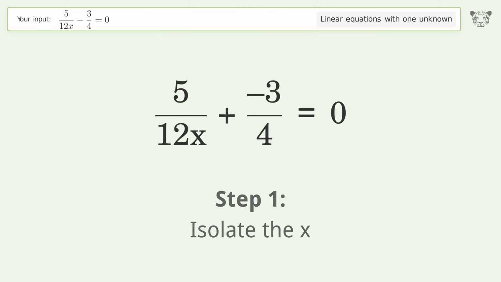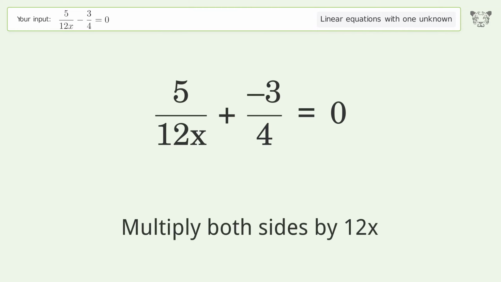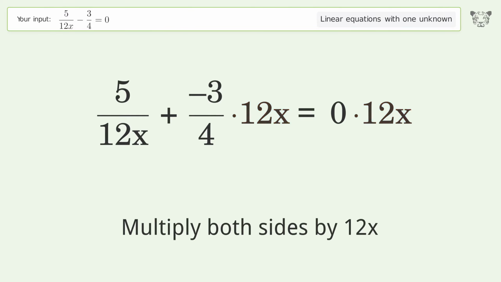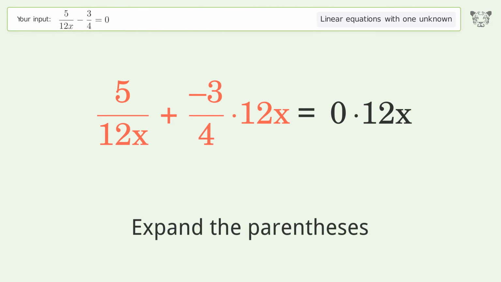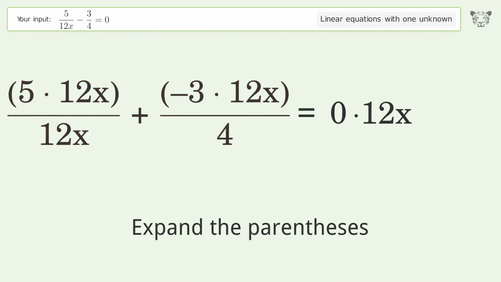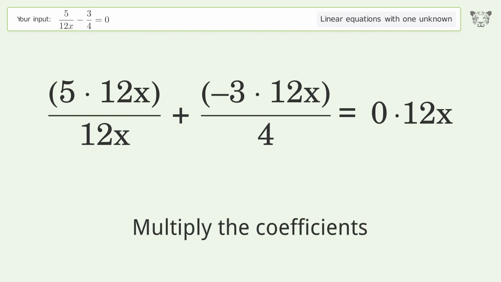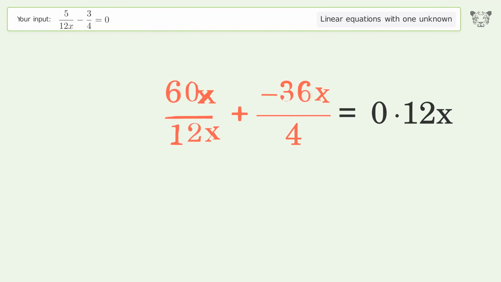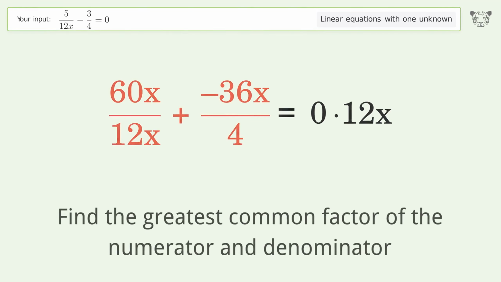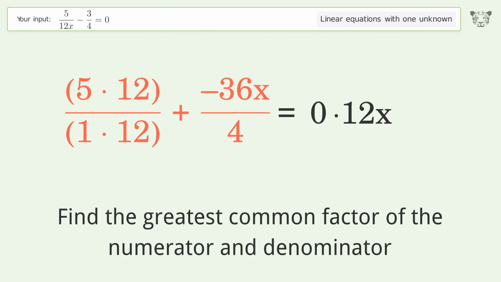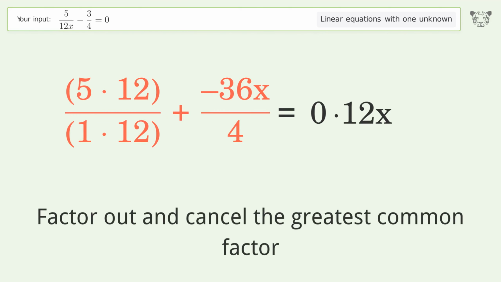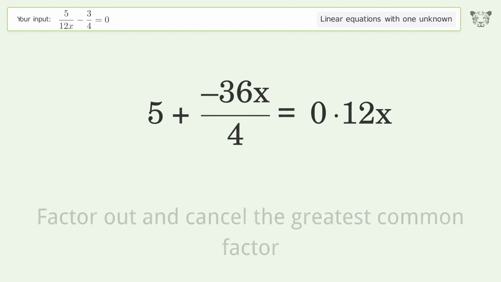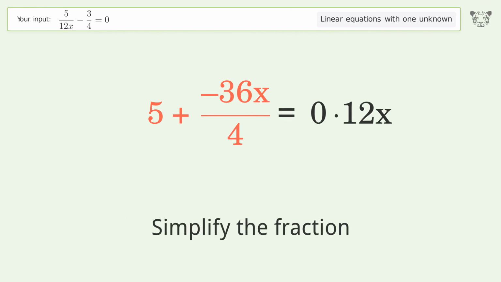Isolate the x. Multiply both sides by 12x. Expand the parentheses. Multiply the coefficients. Find the greatest common factor of the numerator and denominator. Factor out and cancel the greatest common factor. Simplify the fraction.